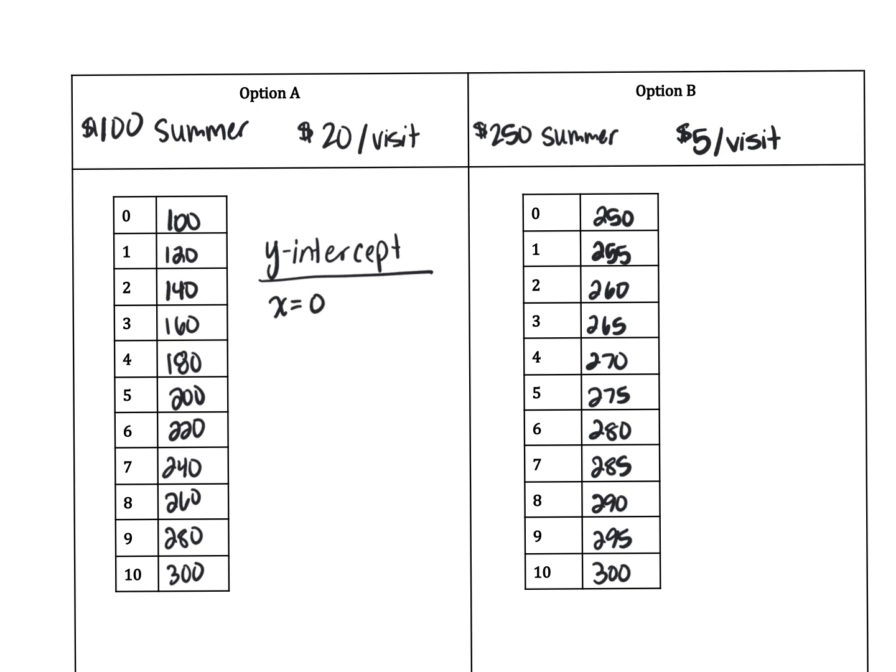So looking at our table, we can see our x value is 0. Our corresponding y value is 100. So our y-intercept is 100. And for option B, we can see that when our x value is 0, our corresponding y value is 250.